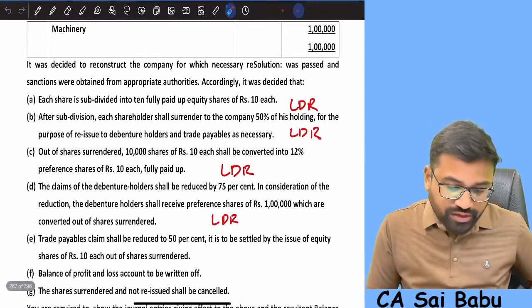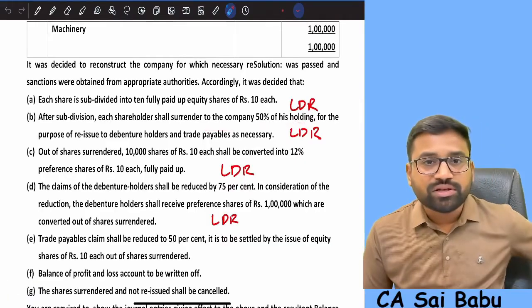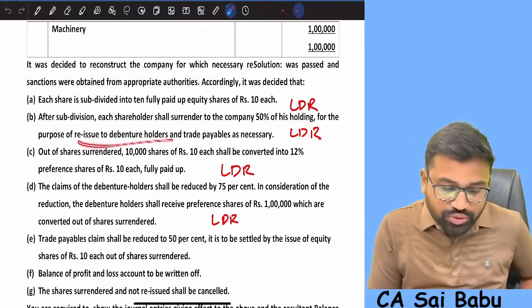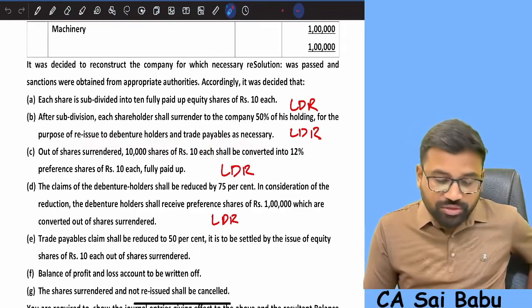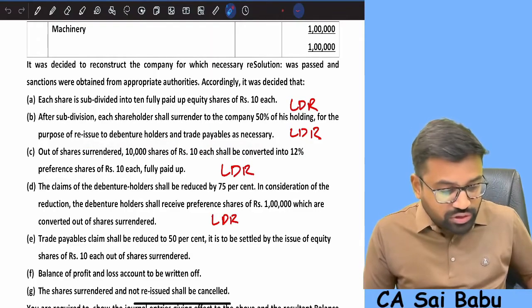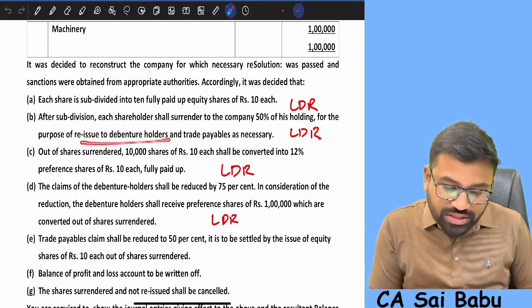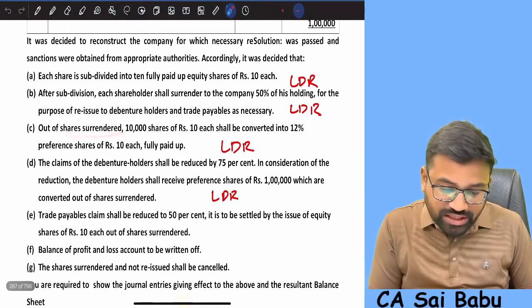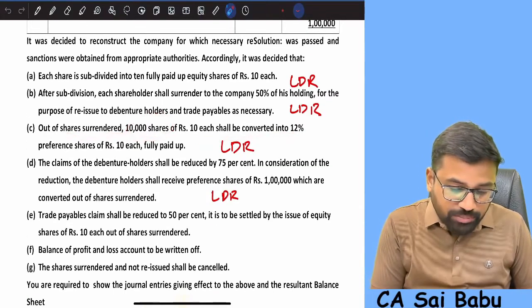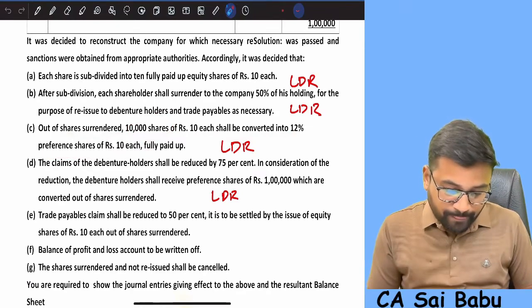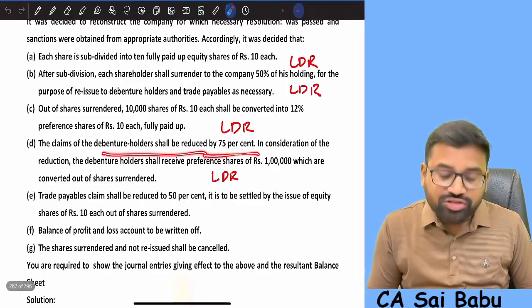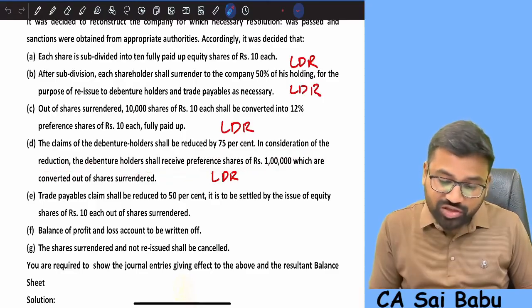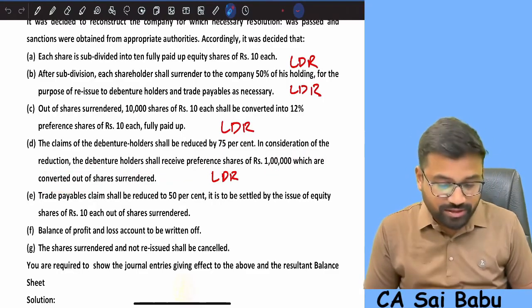After that, shareholders surrender 50% of their holding. Now, why? For which purpose did they surrender, sir? For the purpose of reissue to debenture holders and trade payables as necessary. That means out of the shares surrendered, they will utilize to set off the debenture holders as well as trade payables. They will use them to settle the liabilities. Out of the surrendered shares, 10,000 shares of 10 each converted into 12% preference shares of 100 each. And the claims of the debenture holder shall be reduced by how much? 75%. In consideration of the reduction, the debenture holder shall receive preference shares of 1 lakh which are converted out of the shares surrendered.